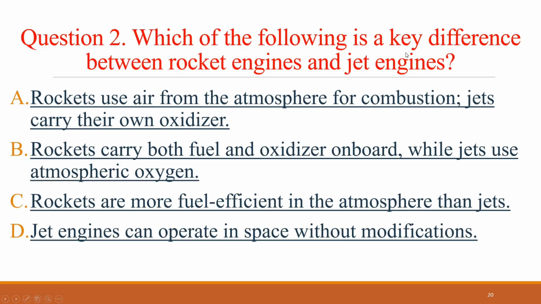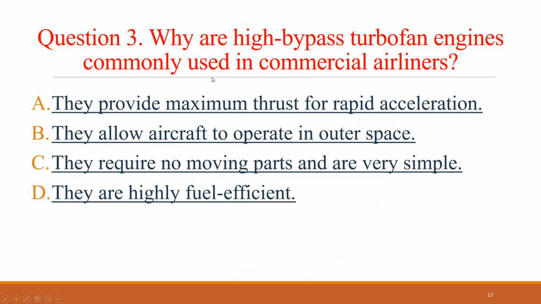Question 2. Which of the following is a key difference between rocket engines and jet engines? The correct answer is rockets carry both fuel and oxidizer on board, while jets use atmospheric oxygen. Question 3. Why are high bypass turbofan engines commonly used in commercial airliners? The correct answer is they are highly fuel efficient.